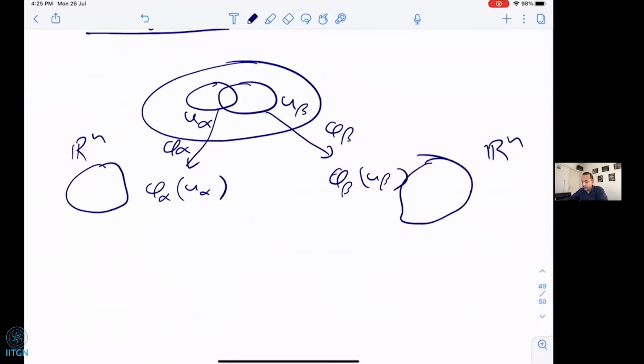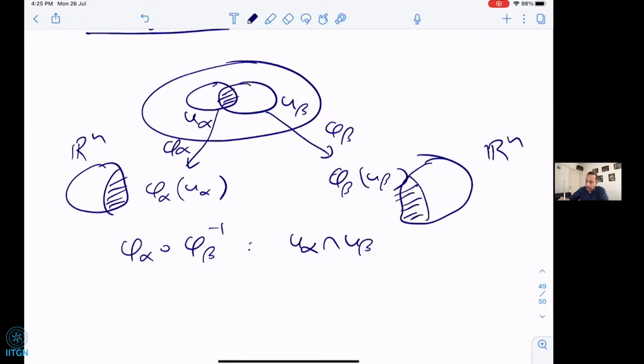Okay, good. Now, we already saw last time that there's a map phi alpha composed with phi beta inverse from the intersection U alpha intersection U beta, for which I can do both things. I can use this map to come here, and I can use this second map phi beta to go here. And so this is the structure we discussed last time. So actually, this phi alpha phi beta inverse takes me from, okay, maybe the other way around.